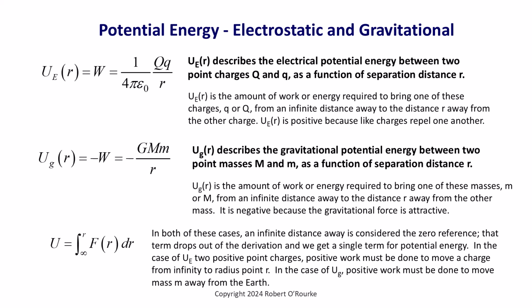With gravitational potential energy, negative work is done to bring a mass from infinity towards another mass because they attract one another. Conversely, it takes positive work against gravity to separate masses further away from one another.